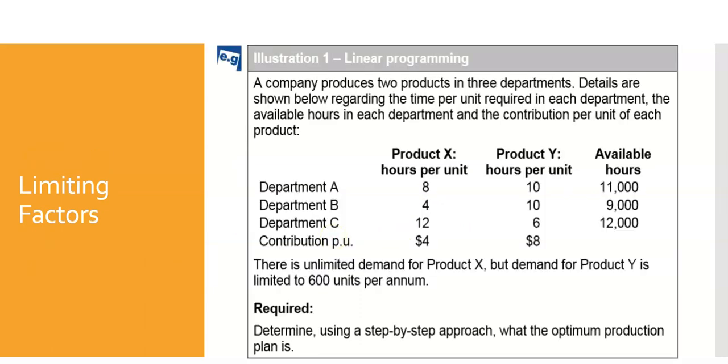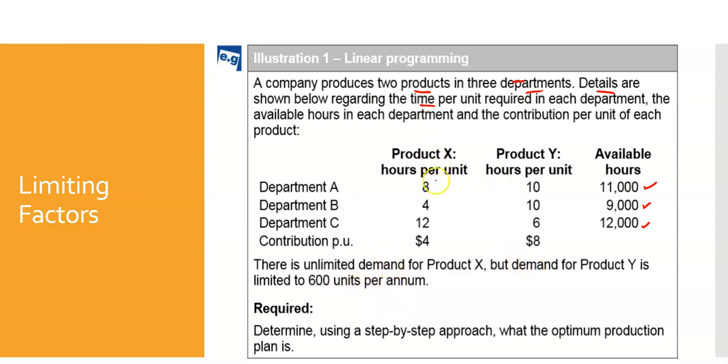So let's look at this example here. What we have here is that a company produces two products in three departments. Details are shown here regarding the time required in each department and the available hours. So these are the available hours in these departments. First of all, we have some other restrictions. There is unlimited demand for product X, but demand for Y is limited to 600.